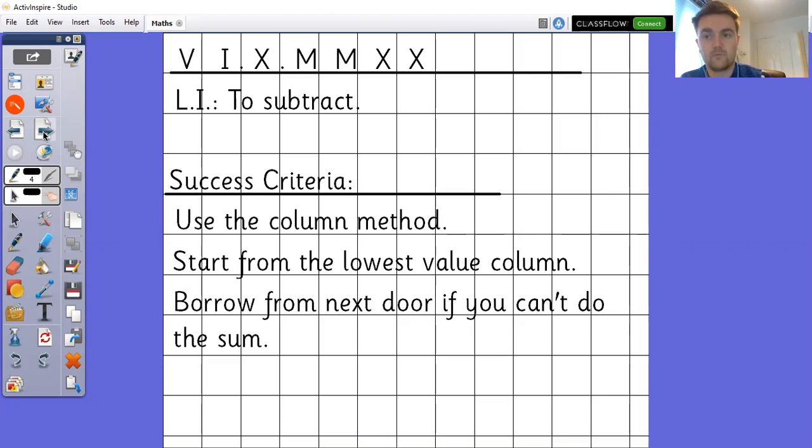But remember that later on in the year when we go on to do decimals, we would start from whatever the lowest value column was. And if you can't do the sum, you borrow from next door, and we would exchange that one from next door. And we'll have a look and see what that would look like as well.